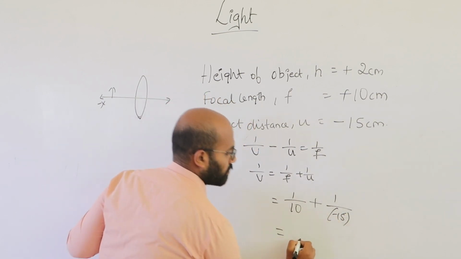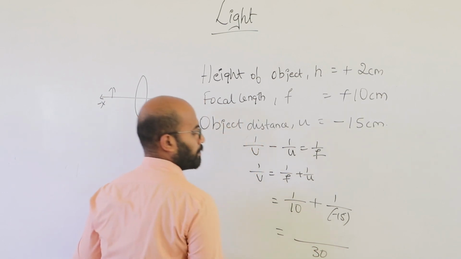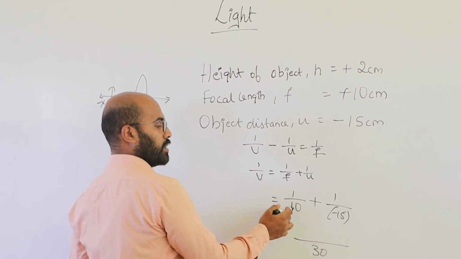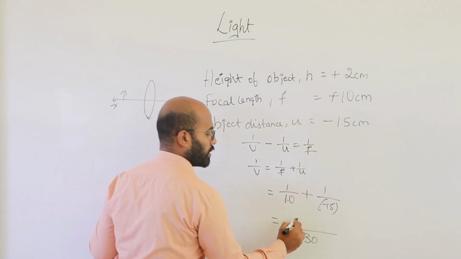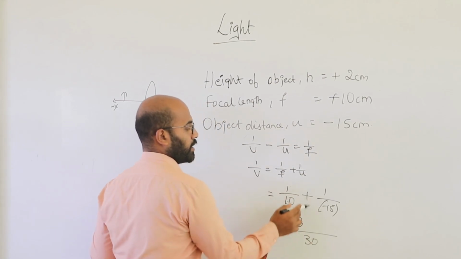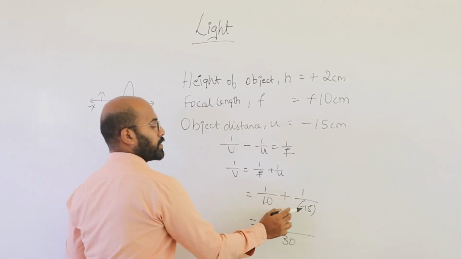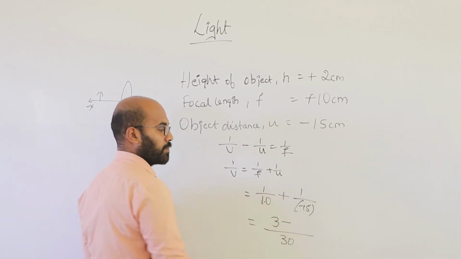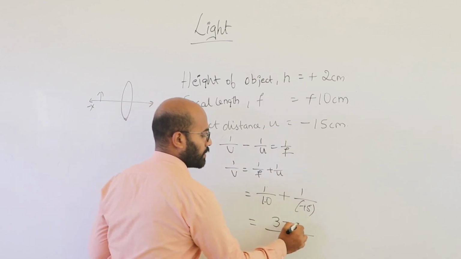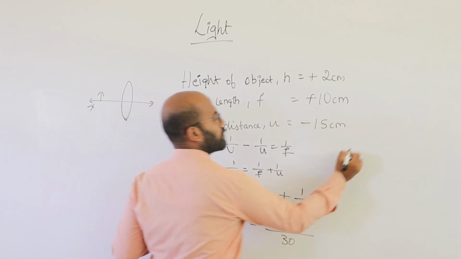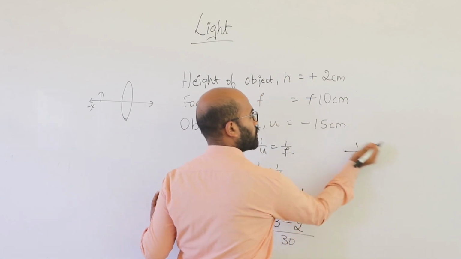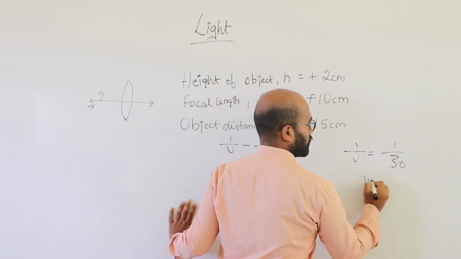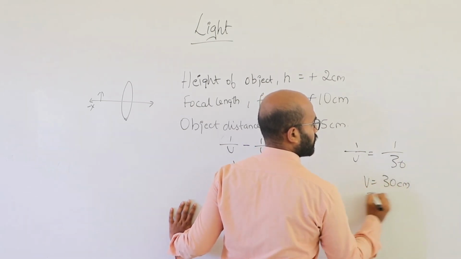So the LCM is 30. If I want this 10 to become 30, I need to multiply with 3, so the numerator becomes plus 3. Plus into minus is minus. For 15 to become 30, I need to multiply with 2, so similarly this becomes 2. So 1 by v is equal to 3 minus 2, that is 1 by 30. So v is equal to 30 centimeter.